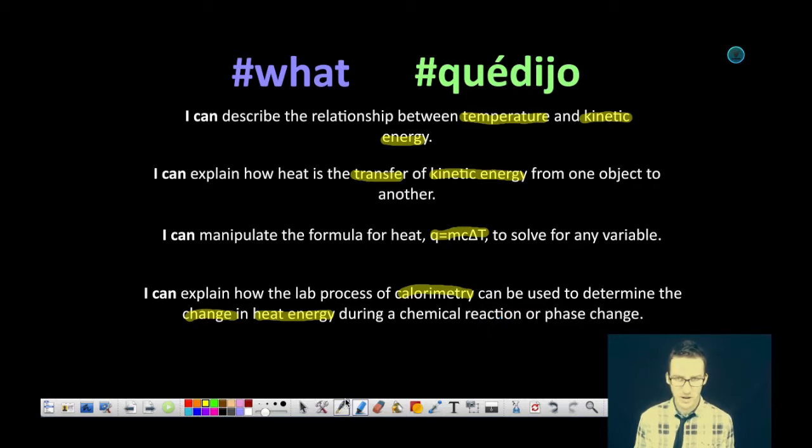So it's going to be a thriller. Hopefully a lot of this stuff is review from your first year chem class. But let's take a look.